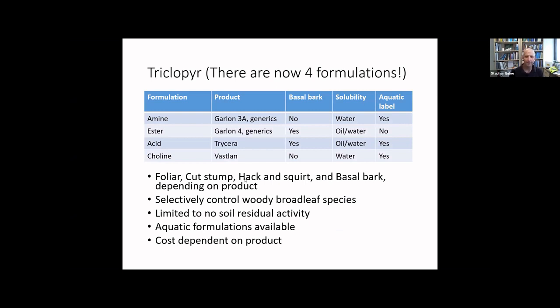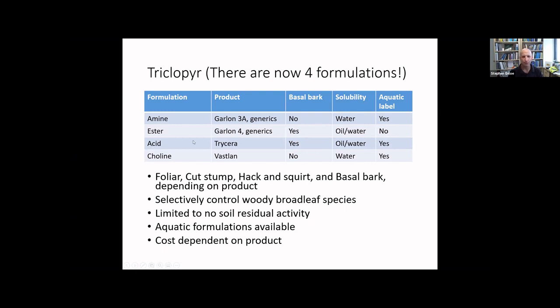If you didn't know this, we've got the classic amine formulation, which is the 3A, which is not a basal bark herbicide. It is water soluble and it is labeled for use in aquatics. We have the ester formulation, which is our old Garlon 4 type with generics. That is your oil soluble one, mixing with both oil and water for all kinds of treatments, but primarily for basal bark application with no aquatic label.